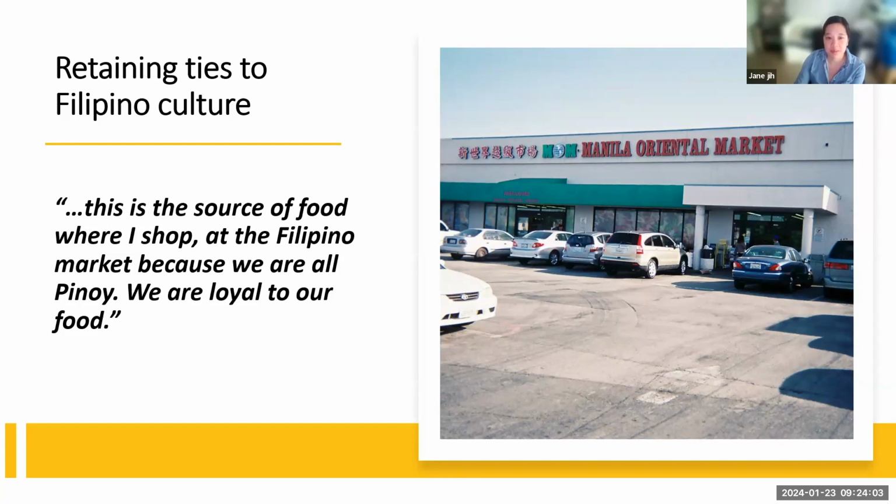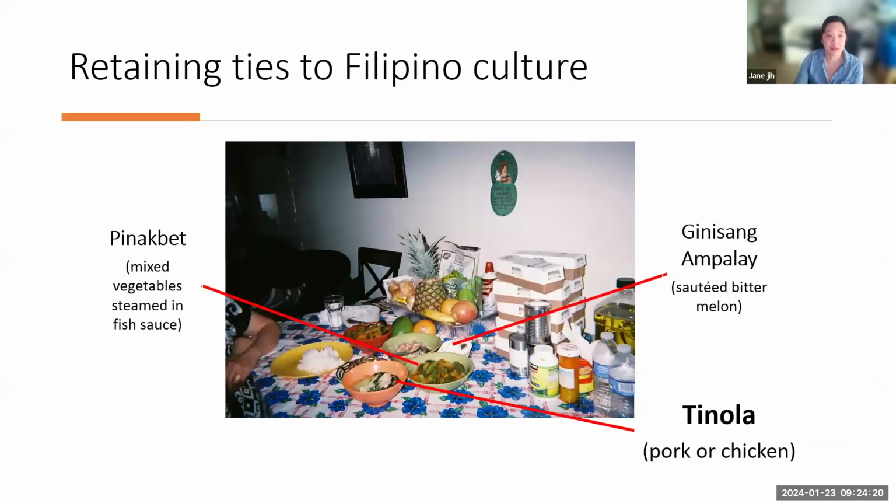So this was a participant that shared a photo of the Manila Oriental Market and the importance of retaining ties to Filipino culture. They talked about how this market was a source of food: I shop at the Filipino market because we're all Pinoy, we're all loyal to our food. Another way they talked about retaining their ties to Filipino culture was different foods that they had adapted over time to foods common here in the US, of traditional foods, such as pinakbet, maplay, and tinola.